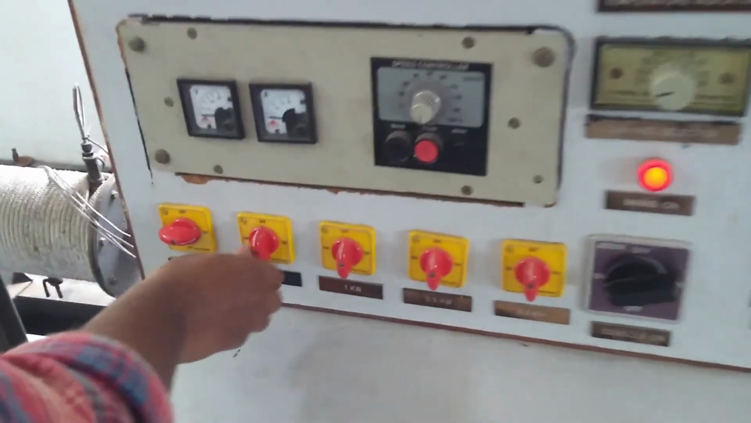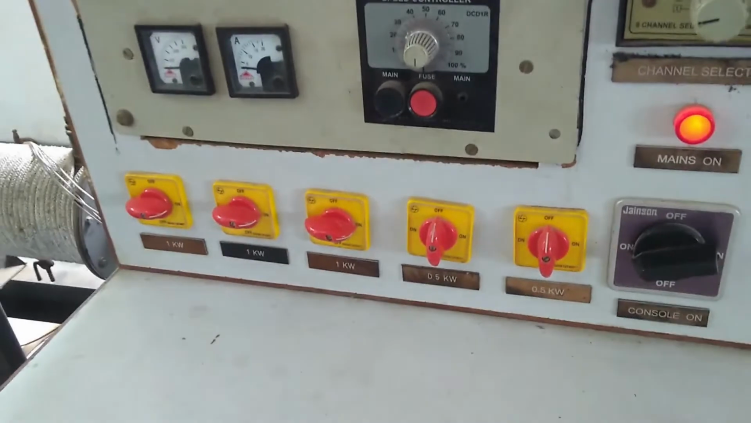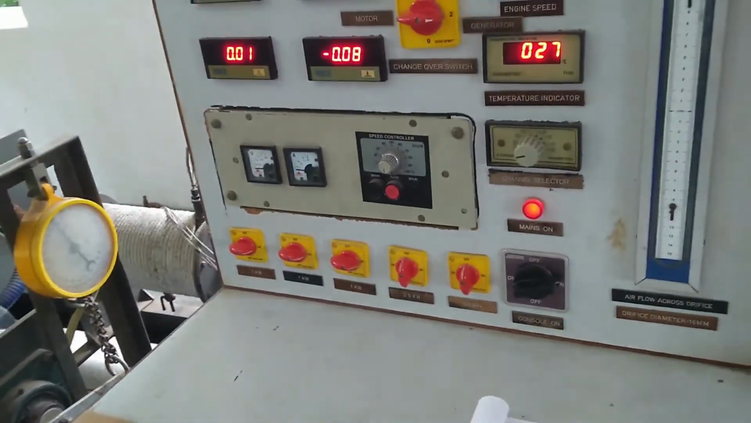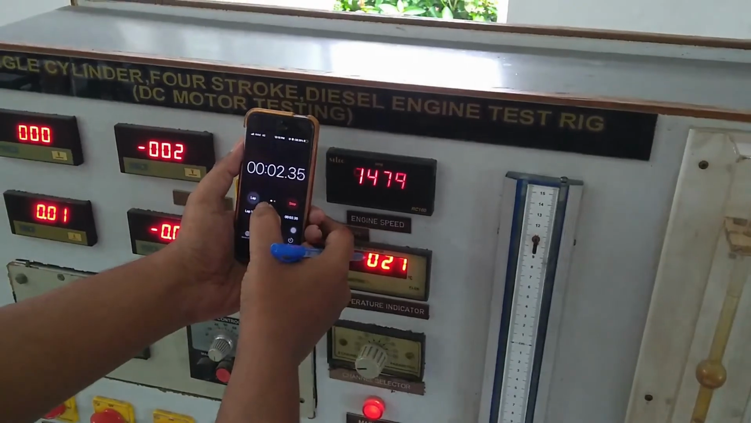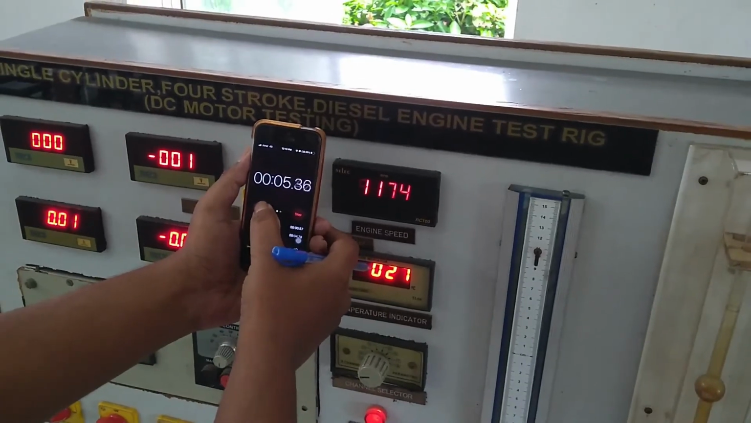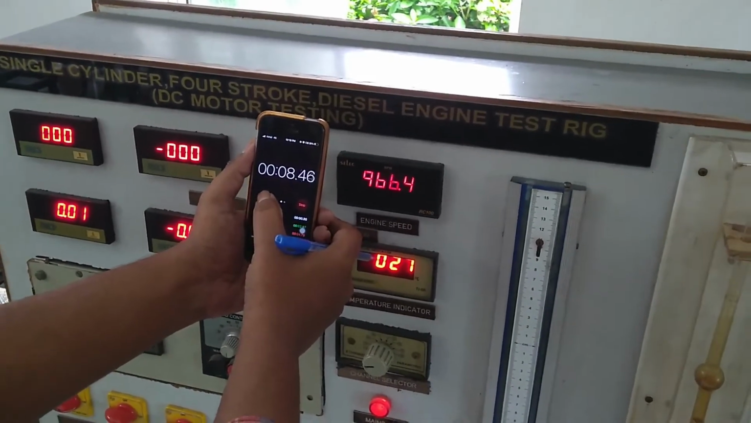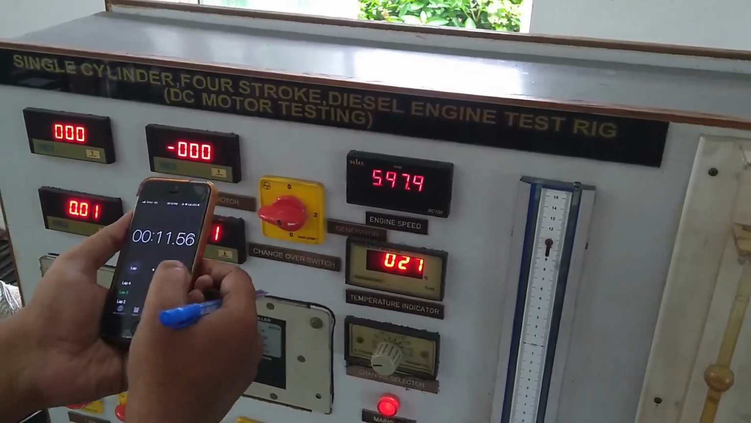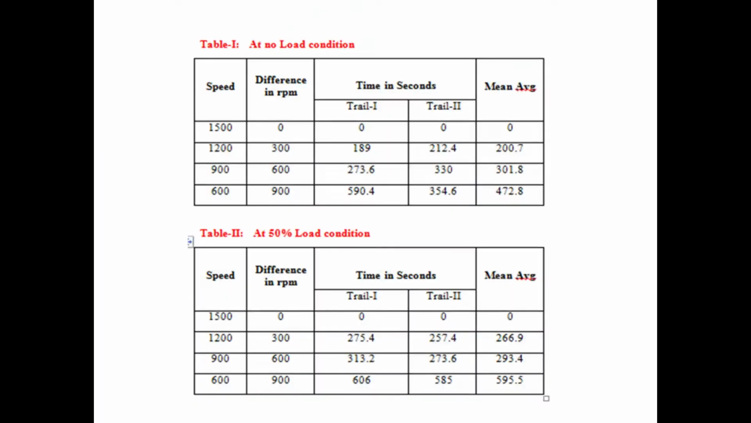Now repeat the same procedure by applying 50% load on the engine and note down the readings, which means we need to apply 3 kilowatt load on the engine. Now all the readings are noted in the table as shown here.